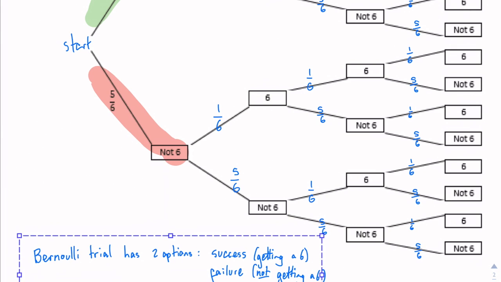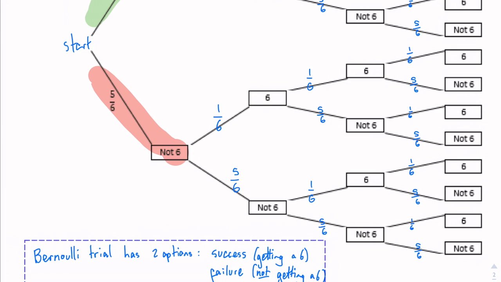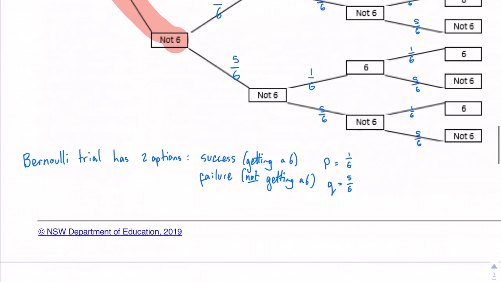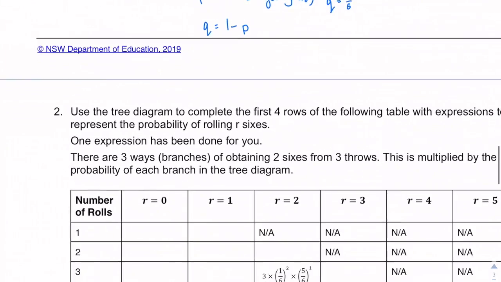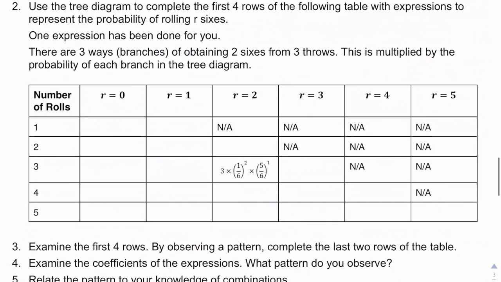What would be the probability of success then for this one? Well, it's kind of obvious. It's 1/6. What's the probability of failure? It's 5/6. But instead of calling this P, we're going to call it Q. And with Bernoulli trials, because there's only ever two options, Q will always equal 1 minus P. So we've done our tree diagram. That was actually fairly simple. Now we want to do these rows.